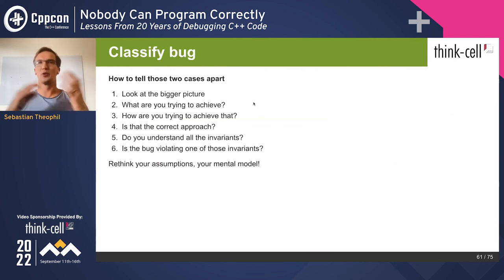So, like I said, look at the bigger picture. What were you trying to achieve? Are you trying to achieve it in the correct way? Do you actually understand your input sets, your invariants correctly? And rethink what you were trying to do.